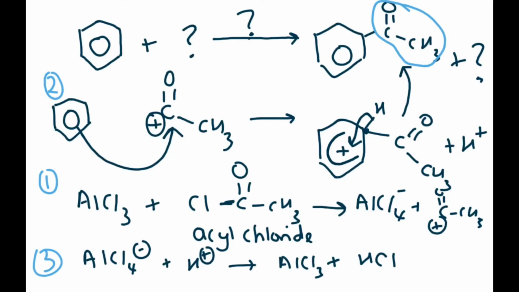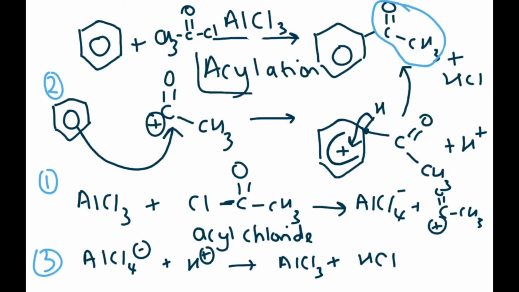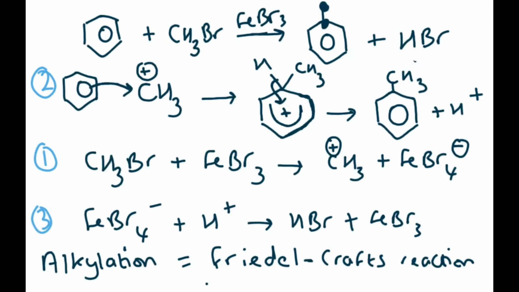So your other item is going to be HCl up here, plus HCl. We're going to use AlCl3 as the halogen carrier, and the other reagent is going to be acyl chloride, ethanoyl chloride. Okay, and this is called acylation, also a Friedel-Crafts reaction. Friedel-Crafts is about making a carbon-carbon bond, and on the previous example, we're making a carbon-carbon bond.